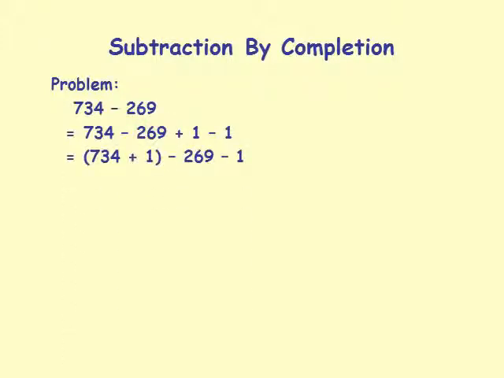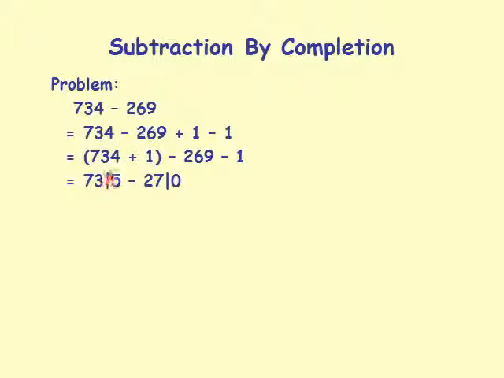So let's do by example by completion. We had done this example in another previous video, 734 minus 269, where we add and subtract 1, plus 1 minus 1, so that I got a 270 here. So that gives me 734 plus 1, and I combine the minus 1 with the minus 269. That makes 735 minus 270.